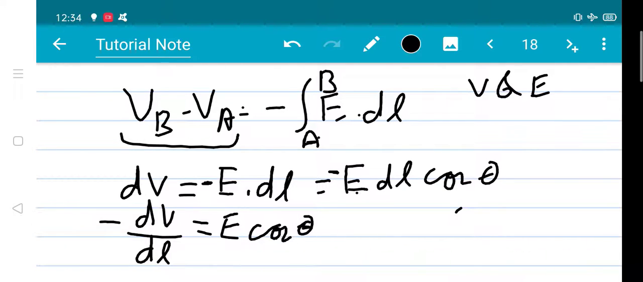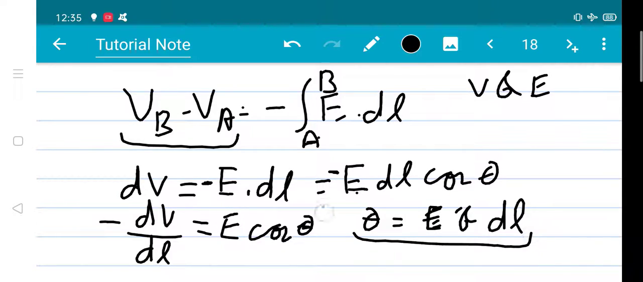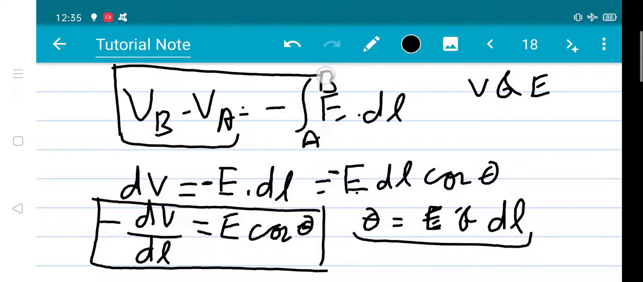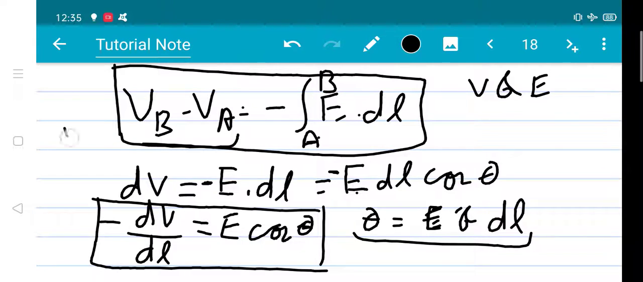Now this equation is very important, and theta is the angle between E and dl. So we can say that these two equations will give us the relation between potential and electric field intensity. According to the question, you can use either of those.